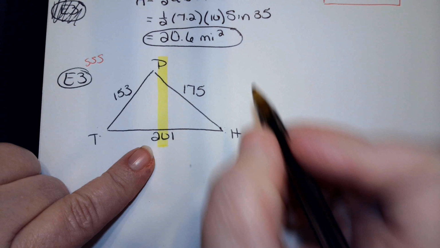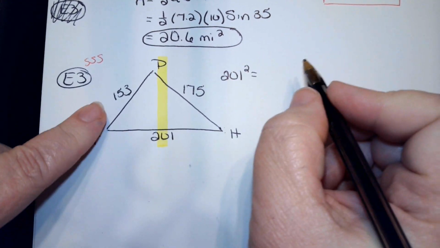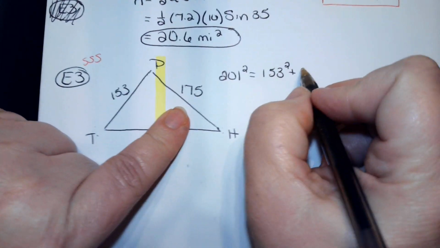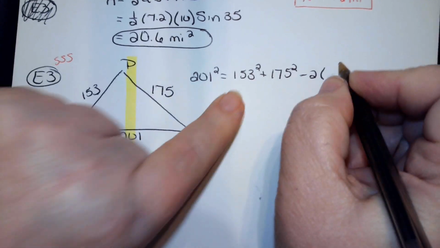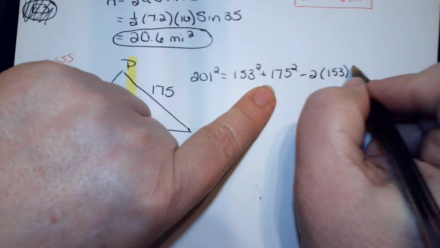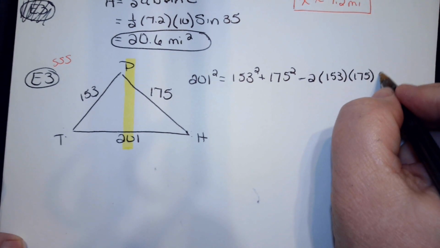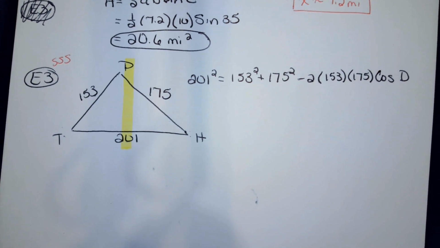So we're going to come right here, and we're going to say 201 squared is equal to the other two sides squared, 153 squared plus 175 squared, and then minus 2 times 153 times 175. And then we've got to throw that cosine in it, times the cosine of d. Now, this is an equation. I'm going to use Desmos to solve this.